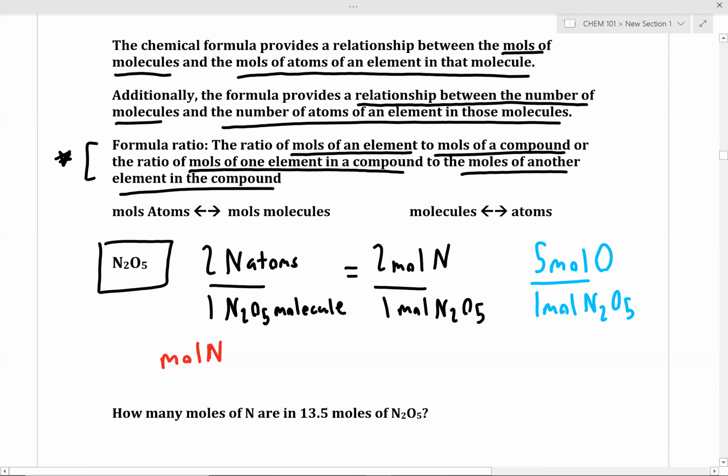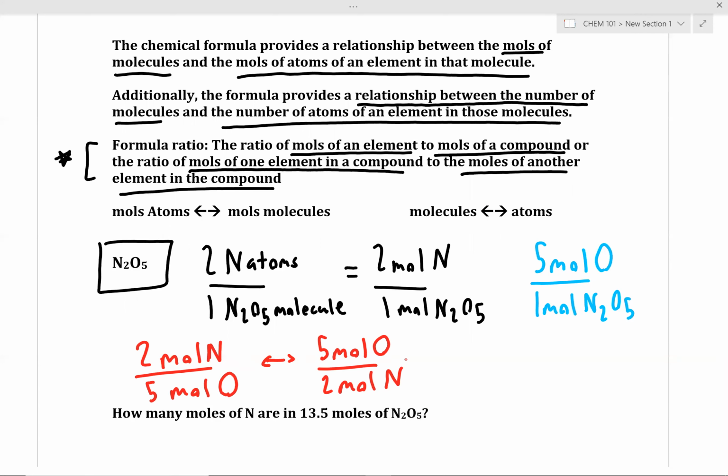2. So we have 2 moles of nitrogen for every how many moles of oxygen? How many moles of oxygen do we see? 5. Now, of course, we can also flip this conversion factor and say we have 5 moles of oxygen for every 2 moles of nitrogen. So from the chemical formula, we've been able to extract at least 5 or 6 different conversion factors for both a mole to mole and an atom to molecule ratio. Does that make sense?